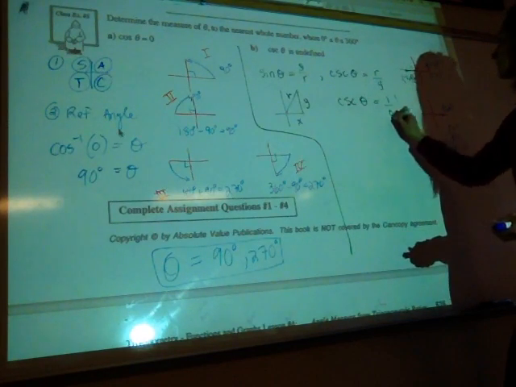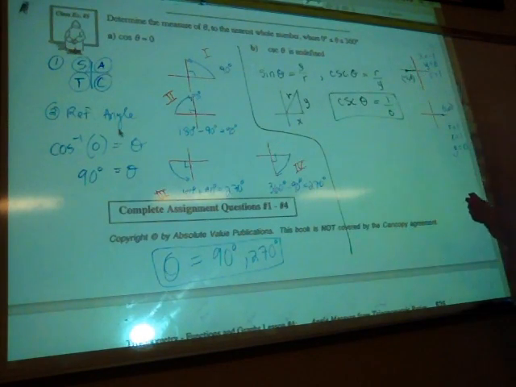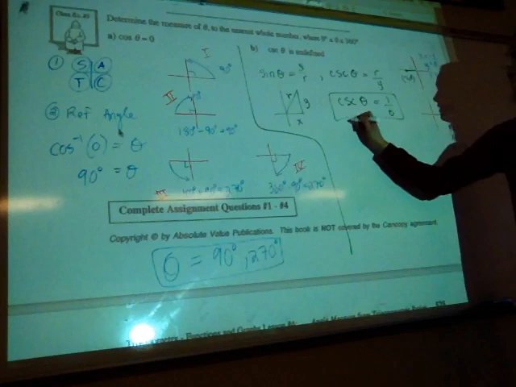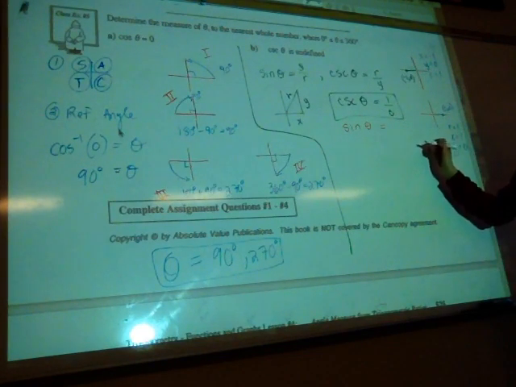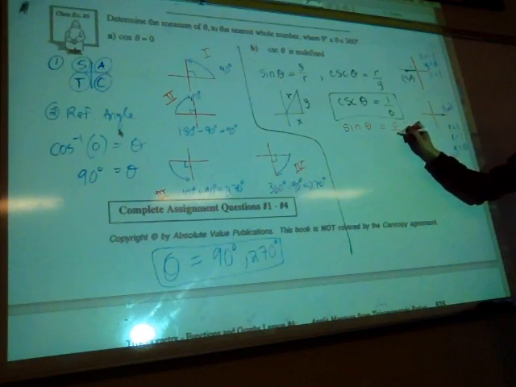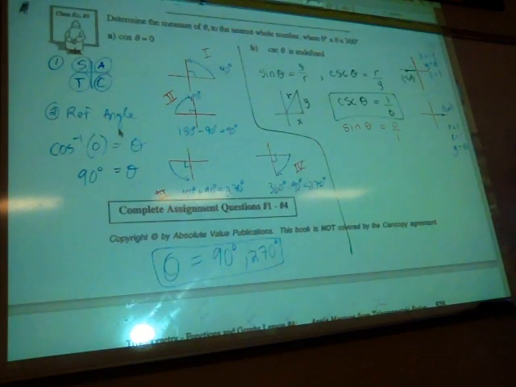Okay, so we have cosecant theta is equal to 1 over 0. That's pretty much our starting point. We need to write this using a primary trig ratio. So we're going to use sine. Sine theta, if I take the reciprocal, will equal 0 over 1. Now is it possible to do this question?